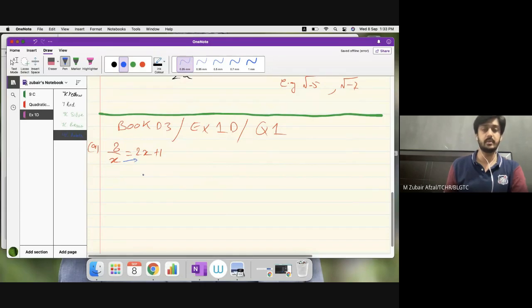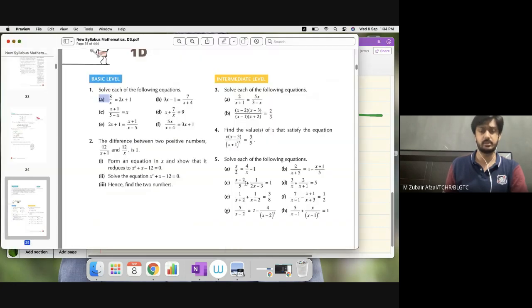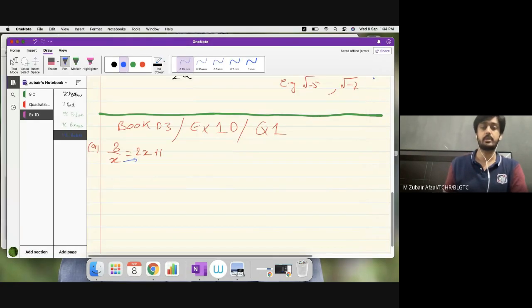First, we cross multiply. When we have a single fraction on one side, we can cross multiply. When we have two fractions on one side, first we will take the LCM, convert it into a single fraction, then cross multiply. An example for this is in the questions in 5. Suppose C part, we have two fractions, right? So first we take the LCM, convert it into a single fraction, then we can cross multiply. Coming back to question number 1, this is 8 equals x times (2x plus 1). Do not forget to use brackets.